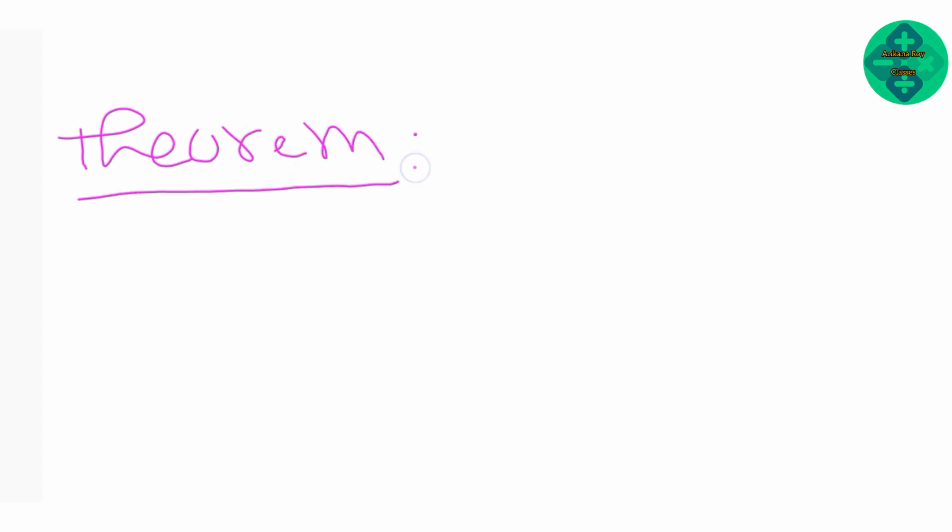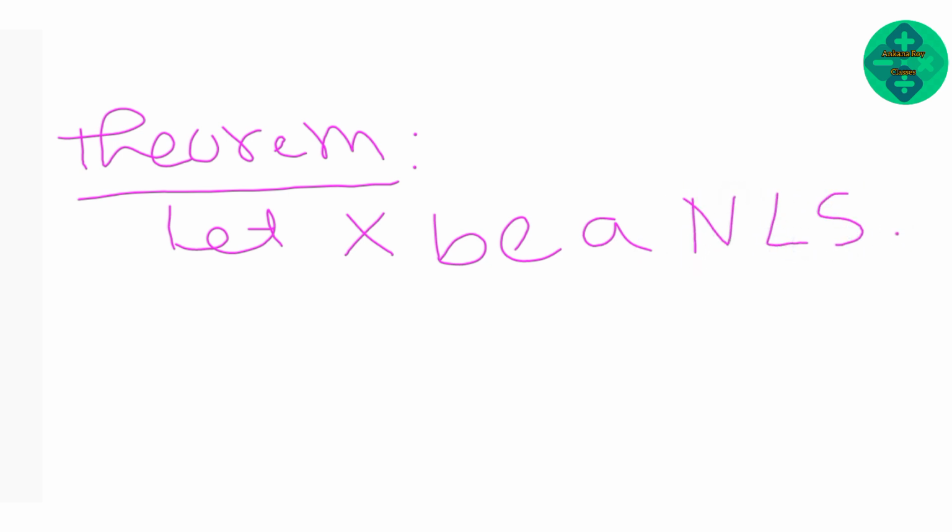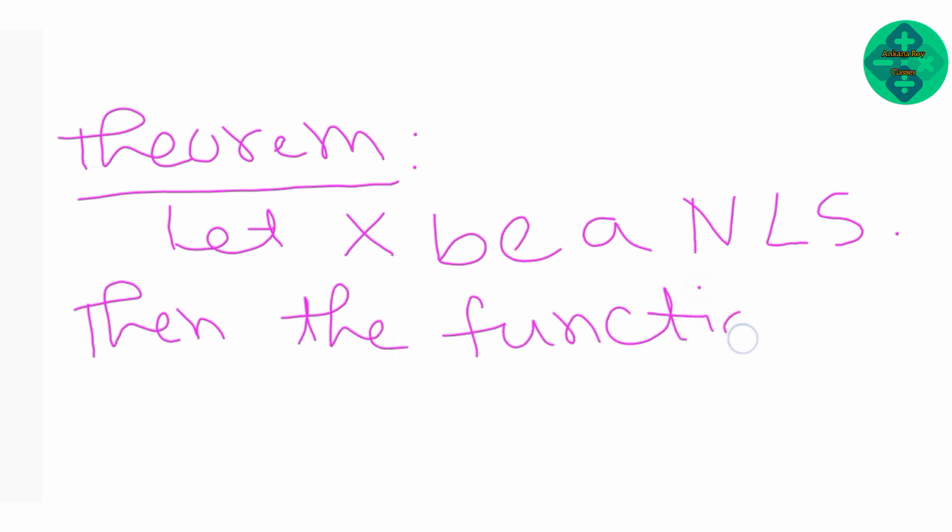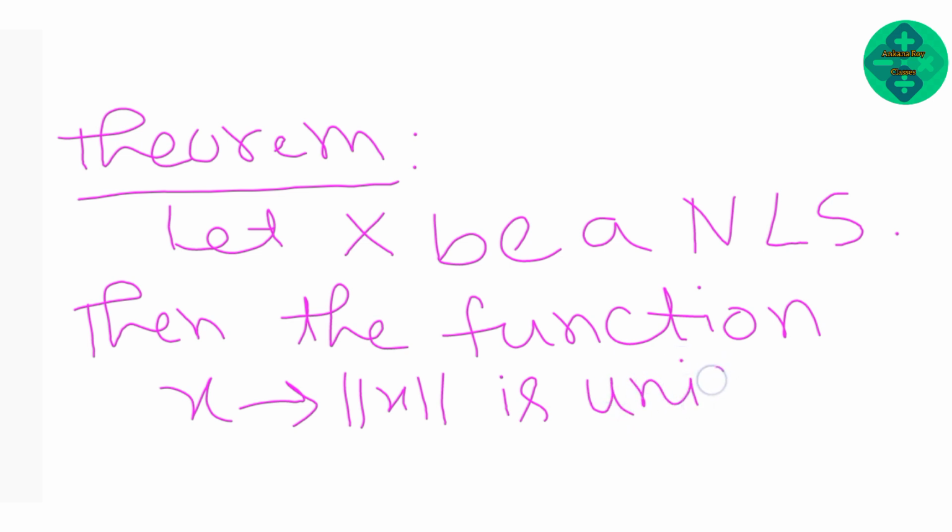The first theorem is a very simple theorem, but we all have to know it. Let X be a normed linear space. NLS means normed linear space. Then the function x goes to norm x is uniformly continuous.